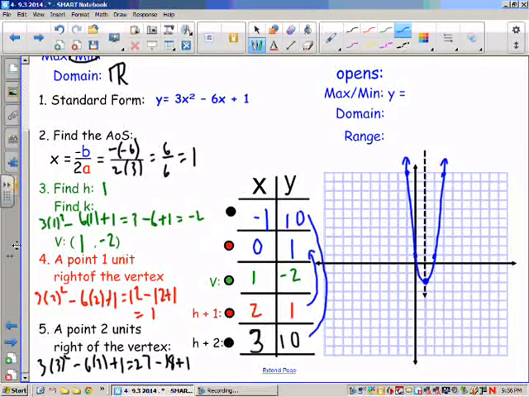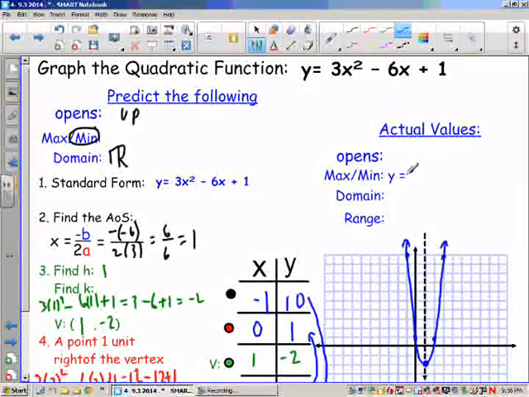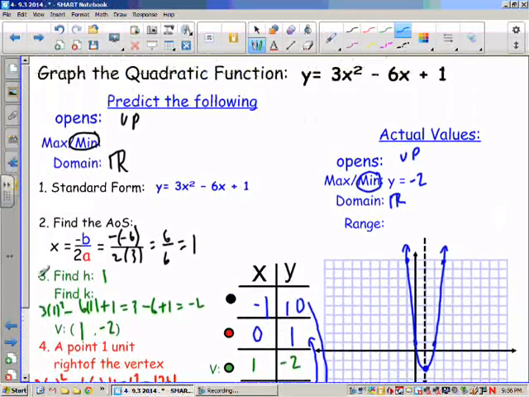And let's see how we did in our predictions here. We expected it to open up. It does. We did expect the minimum since it opened up. That minimum is -2. The domain, all reals. And now the range, it's going to be values that are no smaller than -2. So we'll say y is greater than or equal to -2.